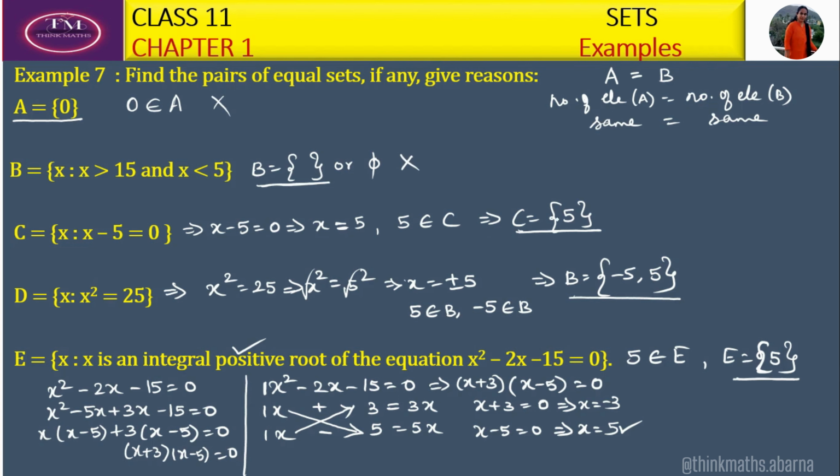Now C. C is the set {5}. This 5 is present in D as well as in E. But in D we have another extra element, minus 5. This minus 5 is not in C; that is, minus 5 does not belong to C. So we cannot take this set. This is D, I'm sorry, not B. This is D.